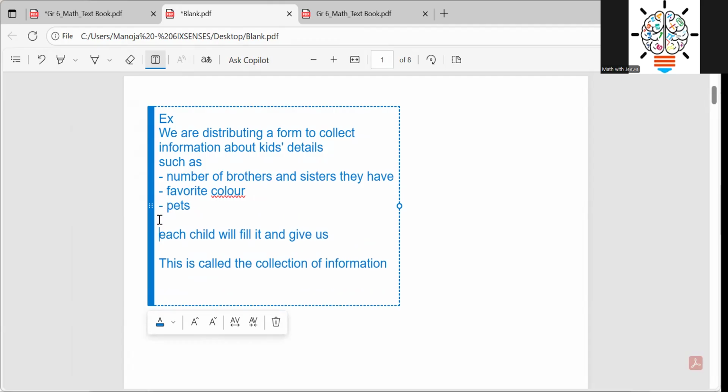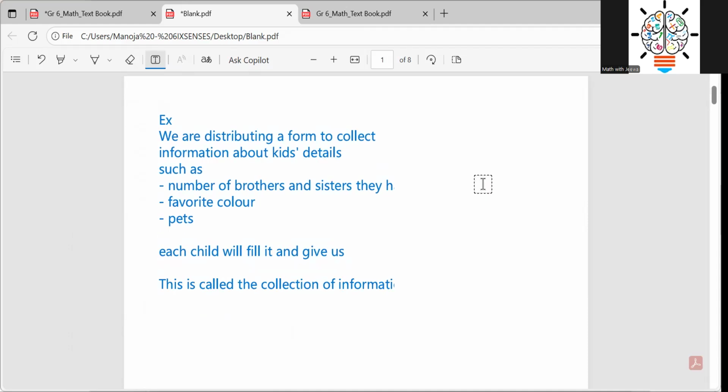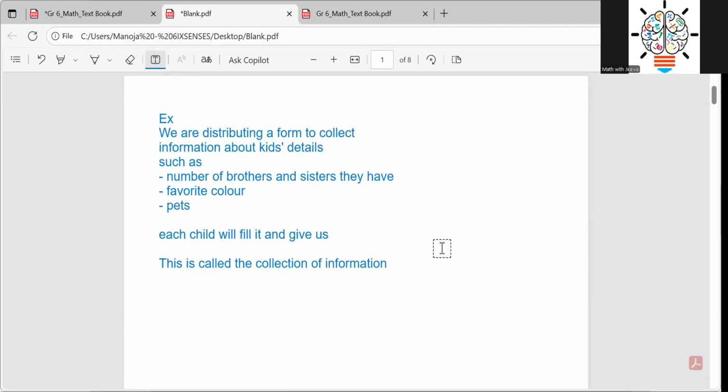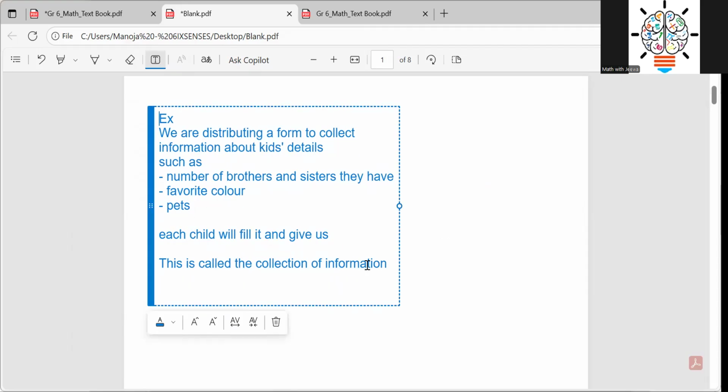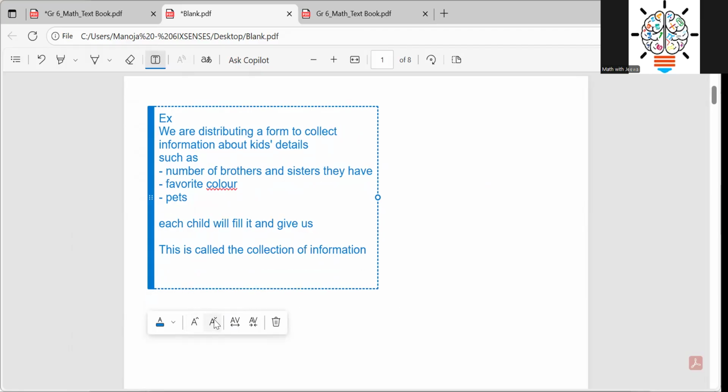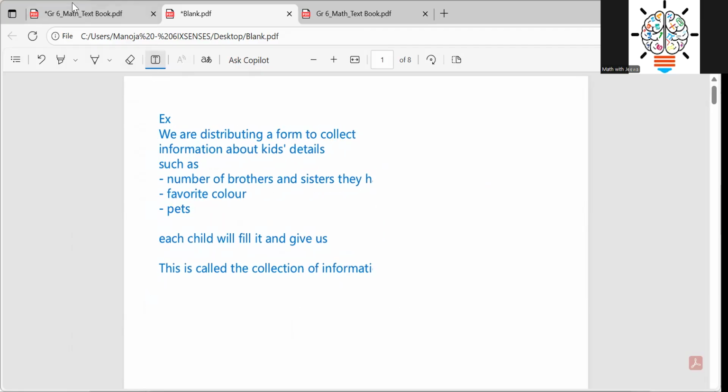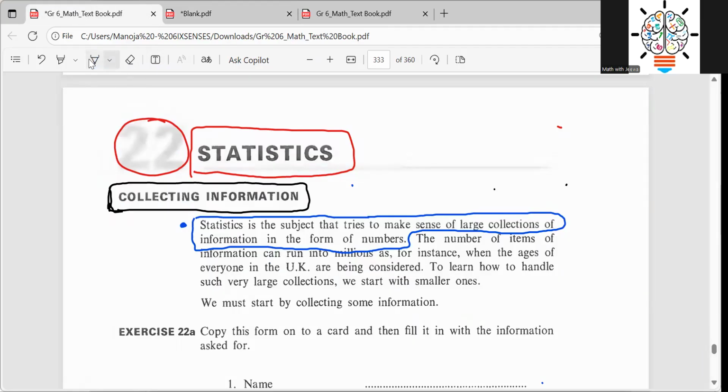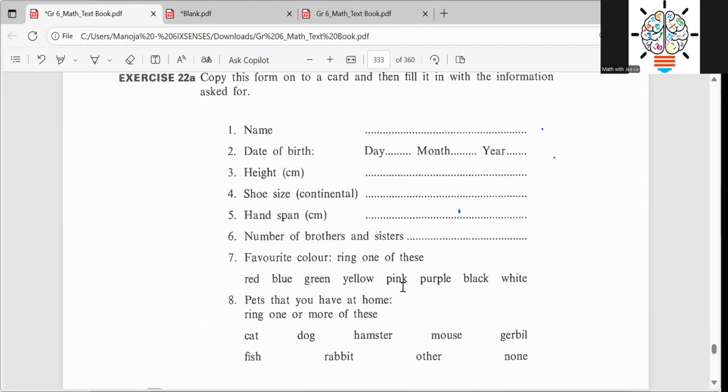Then each child will fill it and give it. So that is called the collection of information, right? That is called the collection of information. So then what you want to do, children, we'll see now what happened here. So this is the form.